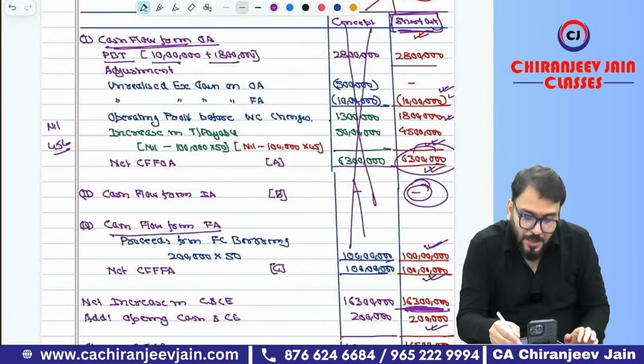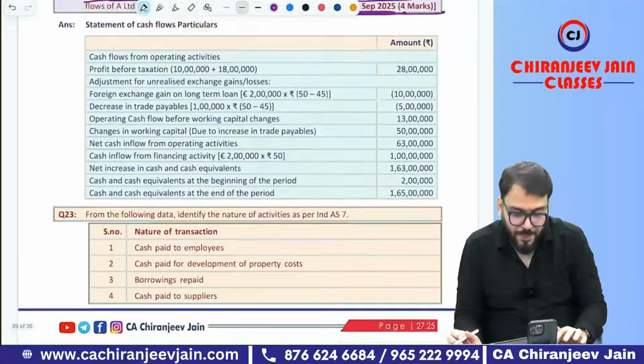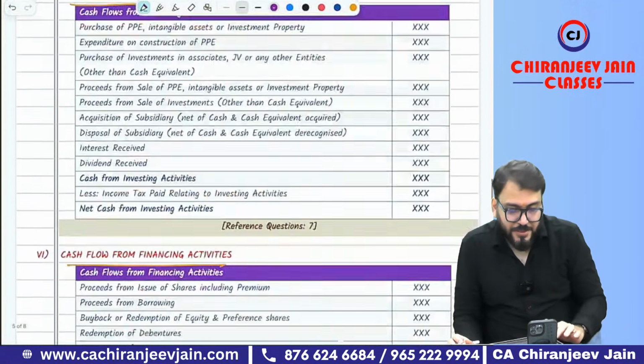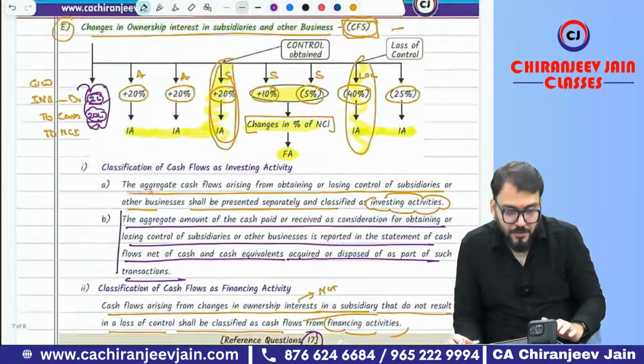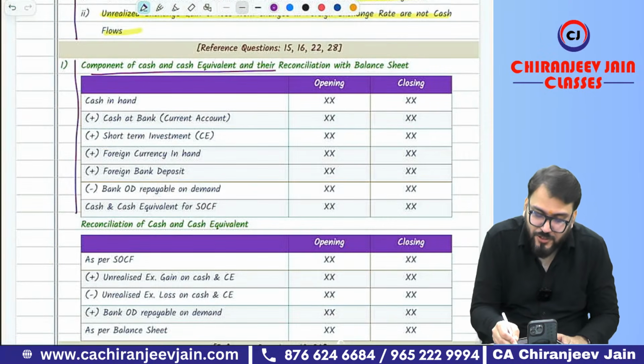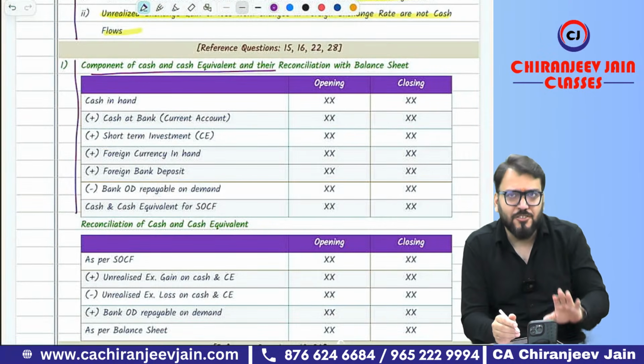Yes, sir. Now come to the last point of this chapter, that is reconciliation of cash and cash equivalent. Component of cash and cash equivalent. When I say component of cash and cash equivalent, what will come?